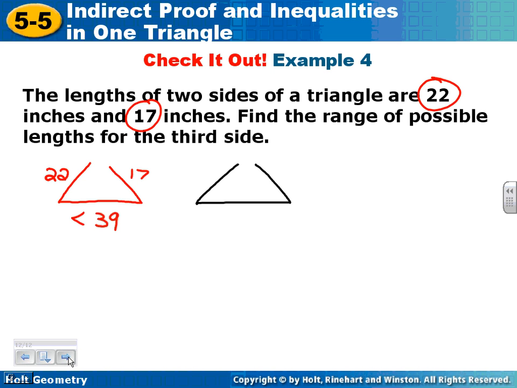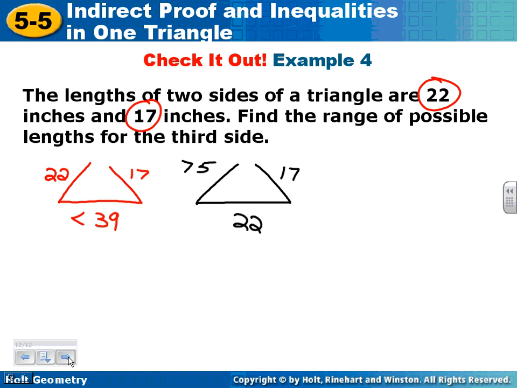If I go to the other side with 17 and 22, I'm going to put the 22 at the bottom because it's bigger, and put a 17 there. Well, how long does this third side have to be? You put a 5 there, that's exactly 22. 5 plus 17 is 22. So it has to be greater than 5 for it to work.